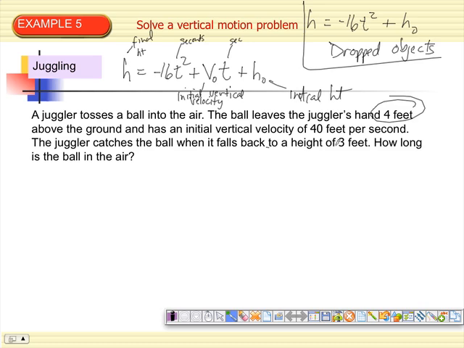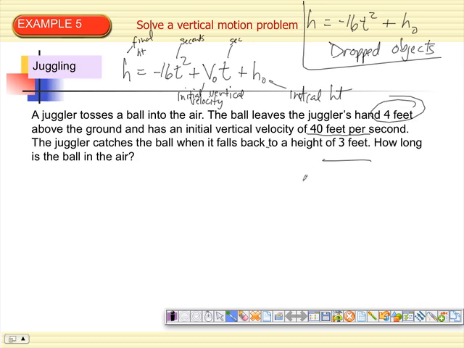It leaves the juggler's hands at 4 feet. That's the initial height it left my hand. There's your first one, initial height. The ball has an initial velocity of 40 feet per second. So, there's your velocity. Next, the juggler catches the ball when it falls back to a height of 3 feet.